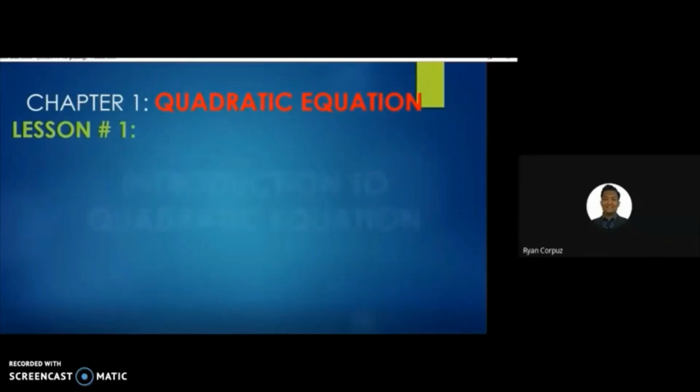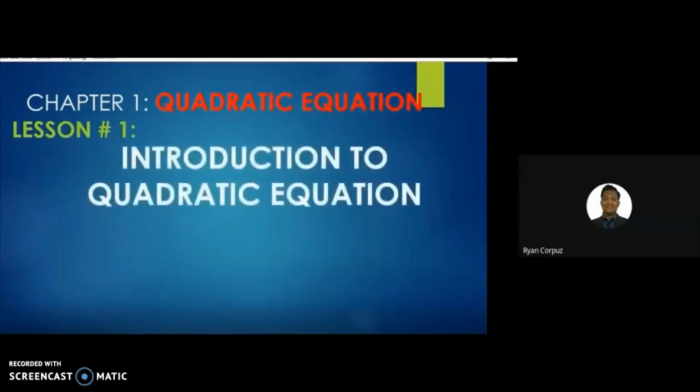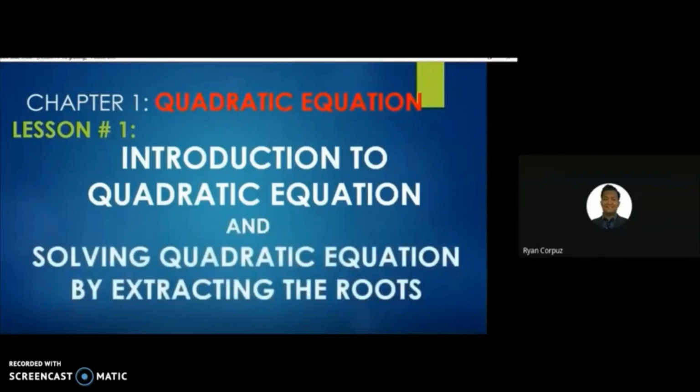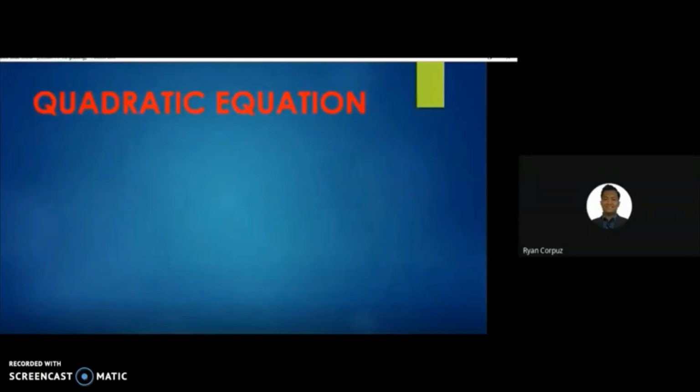So as our lesson number 1, we're going to focus our discussion on the introduction to quadratic equation, as well as solving quadratic equation by extracting the roots. So you are expected here to know the meaning of quadratic equation, and at the same time to find out how you are going to solve quadratic equation by extracting the roots. Okay, let's start by knowing first what quadratic equation is.